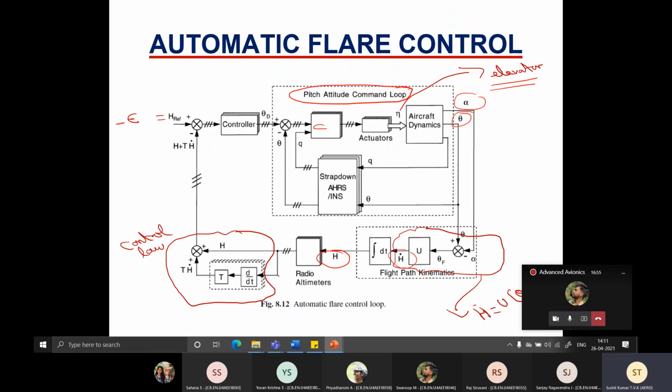Now the most complicated thing in this flare control is the radio altimeter. It has to function really well, really accurately. You can't use normal barometric sensors, so that you get the correct h value, and it should not be affected by any pressure difference on the field. So there is no question of using barometric pressure sensors. It's radio altimeters only.